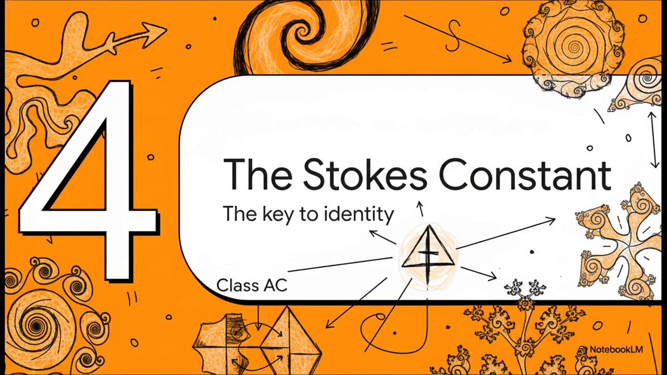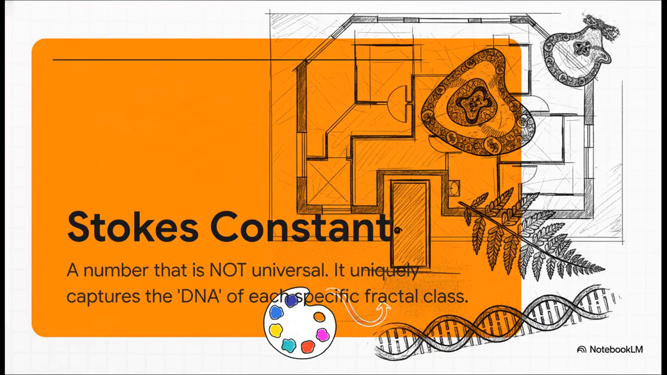But hang on a second. If so much is universal, then why do the fractal families still look so different from each other? What makes a class A fractal, well, a class A fractal and not a class C? The answer lies in one special number that holds the secret to each family's unique identity. And that number is called the Stokes constant.